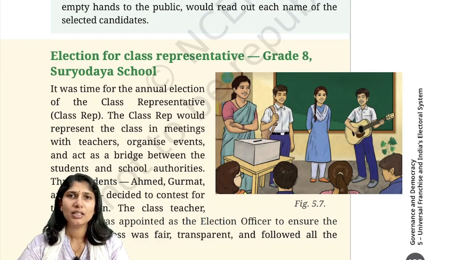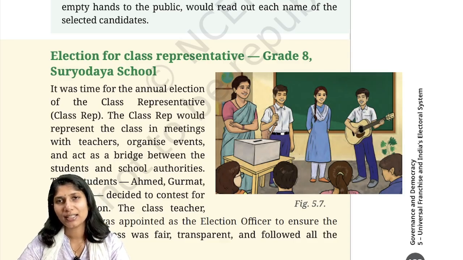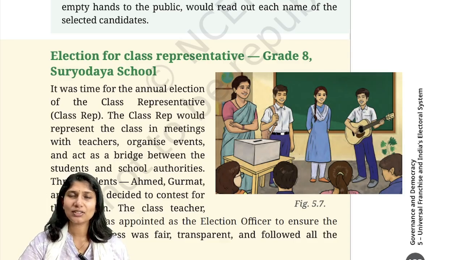Now here, just for a rough example of how exactly people get elected in the elections, an example is given here. Let's understand that.